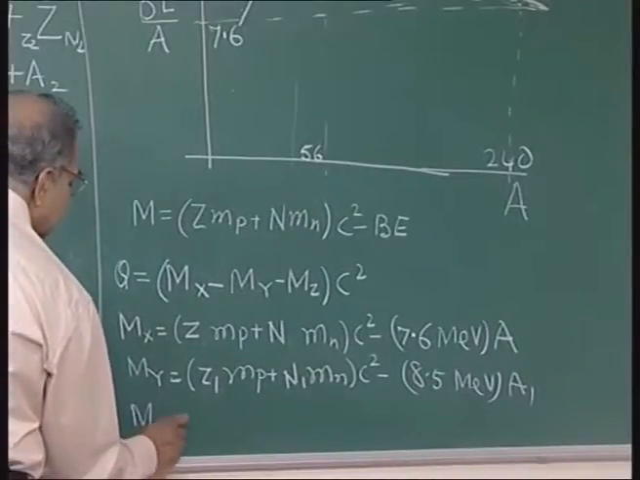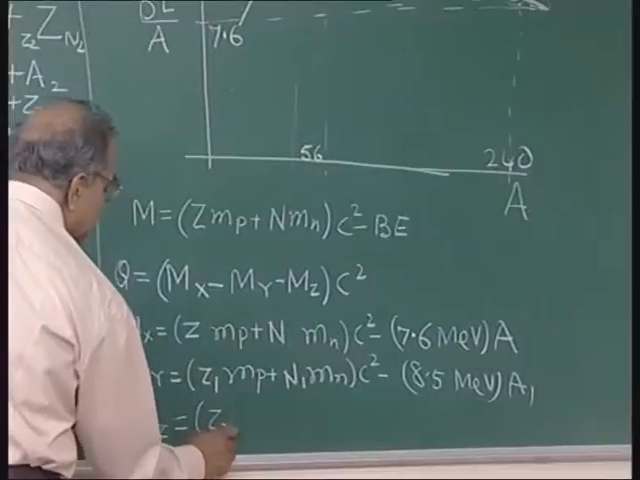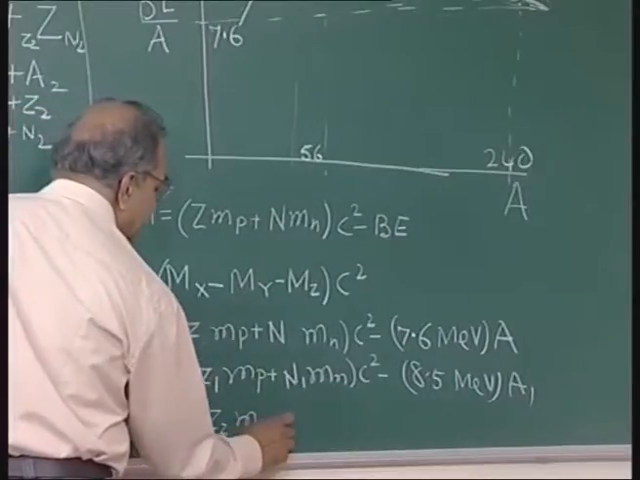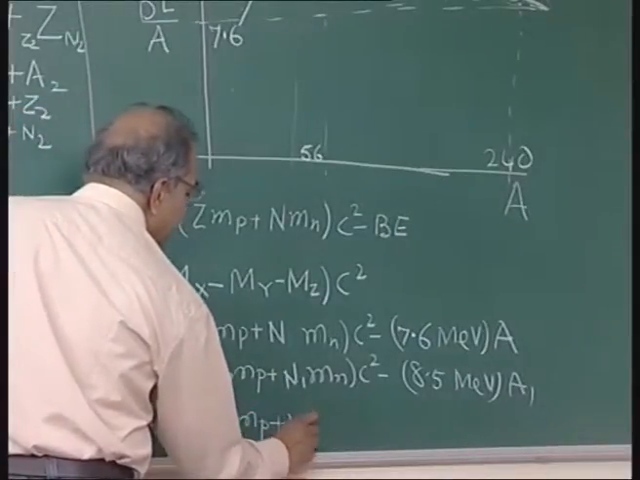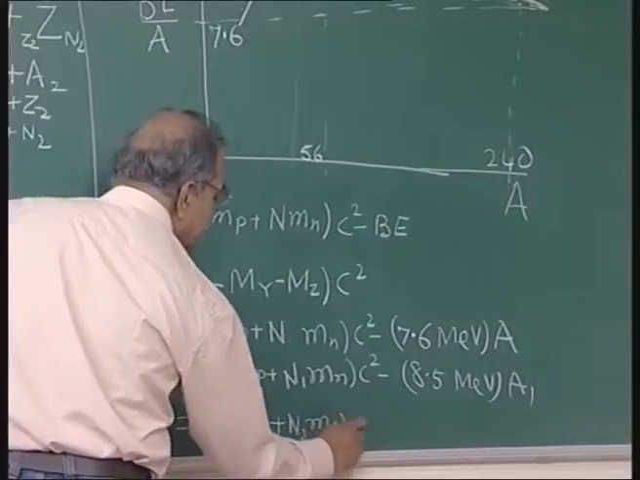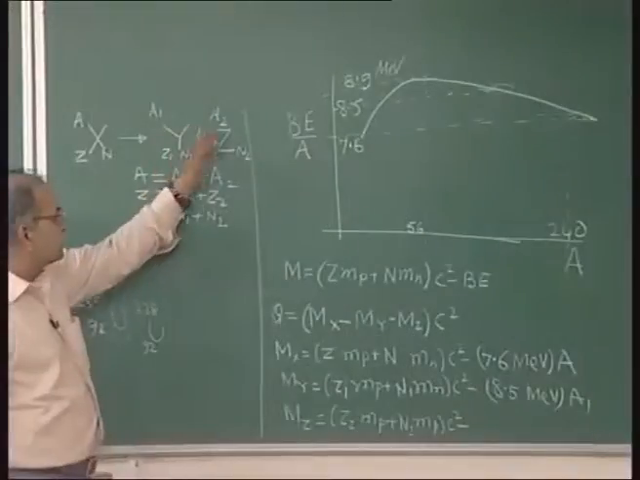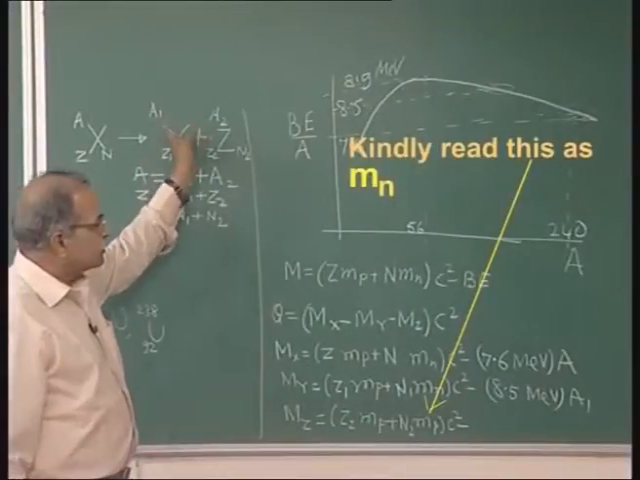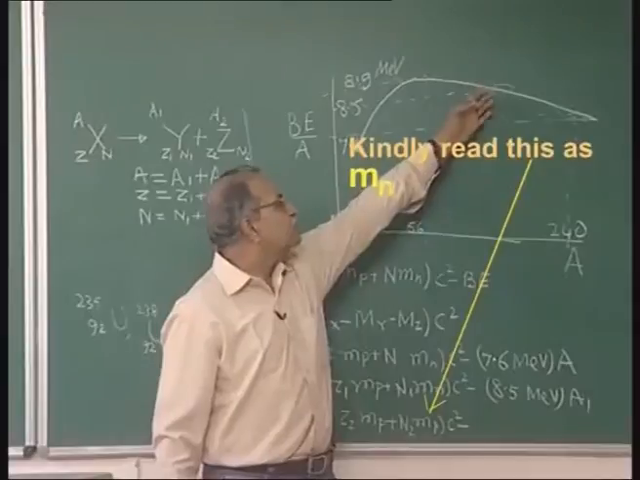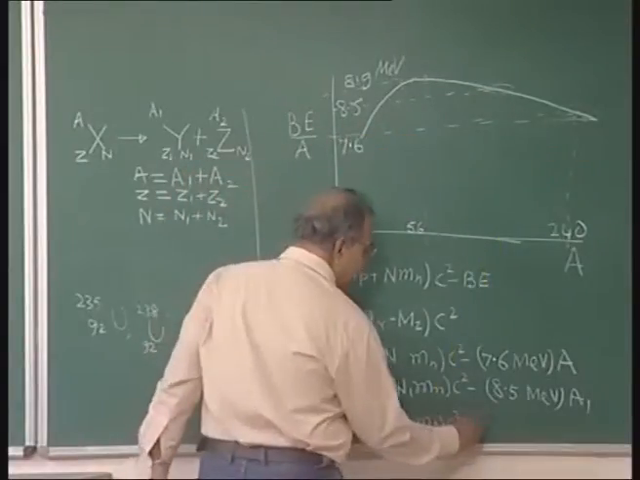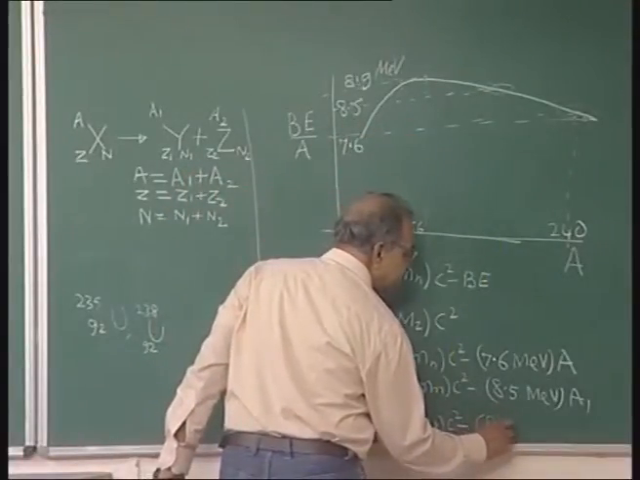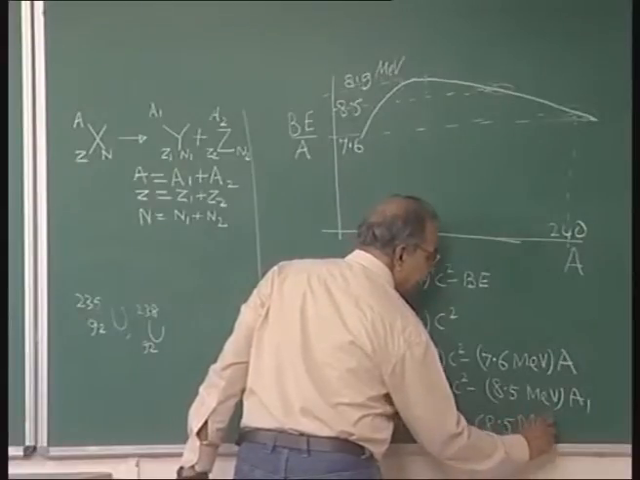So, Mz is equal to Z2 Mp plus N2 Mn, times c square, and minus, since we assume that they are of the same order, the masses are of the same order, so both of them are somewhere here. So, this also is 8.5 times A2.